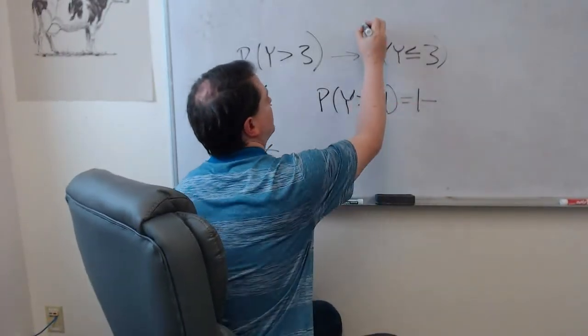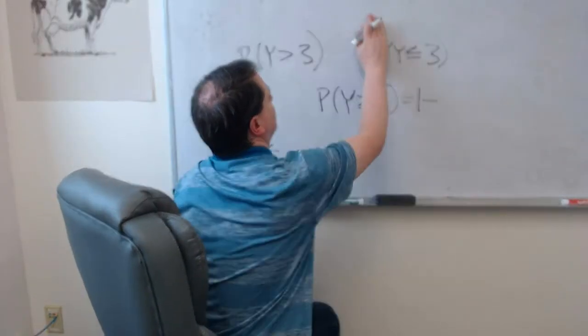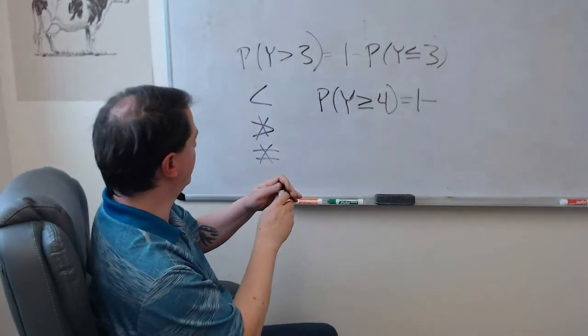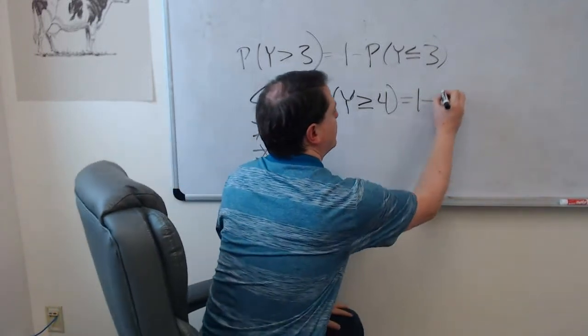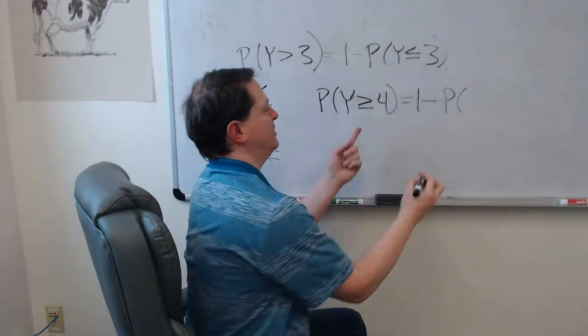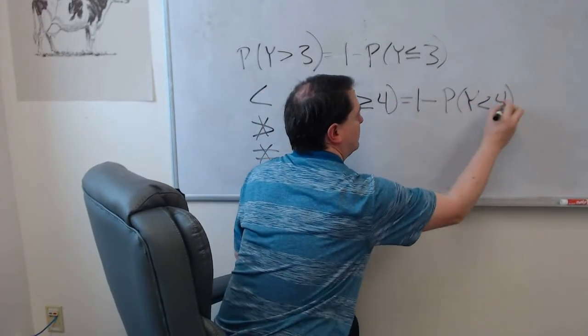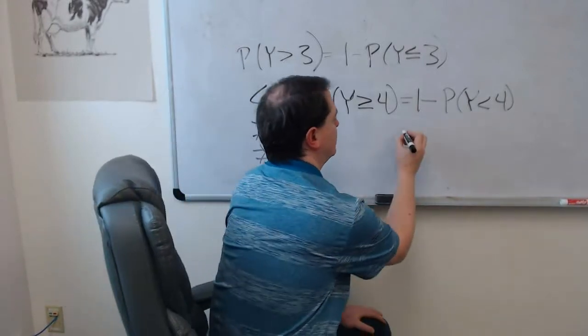It's 1 minus, and I should have included the 1 minus here. I just didn't use an equals. So equals 1 minus, right? Because I'm looking at the complement, and I'm using the complement rule here. This is going to be 1 minus the complement of this, which is that this y variable is less than 4. All right, well, I'm almost there.